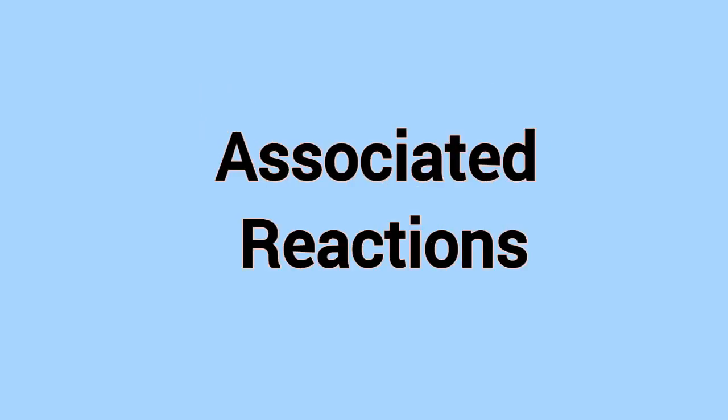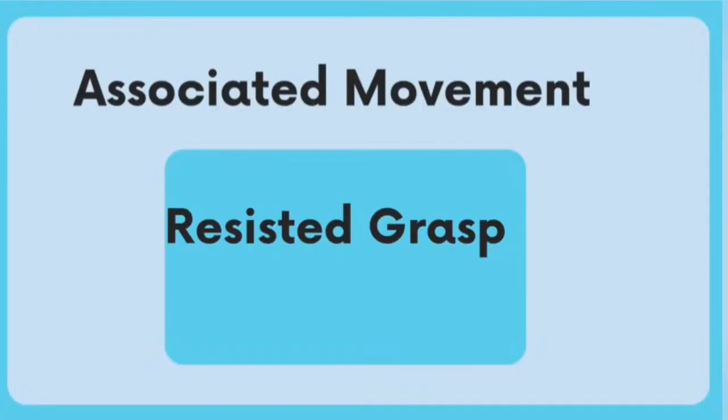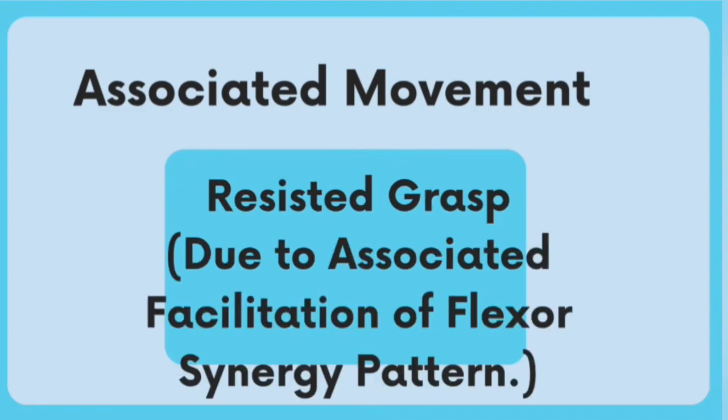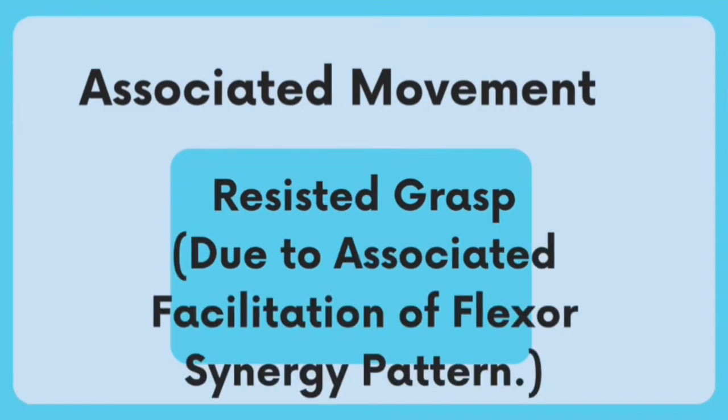Now, let's observe associated reactions. Automatic movements that appear without intent. First, resisted grasp reaction. When the person grips firmly with the unaffected hand, a similar grip or bending motion may appear in the affected hand.